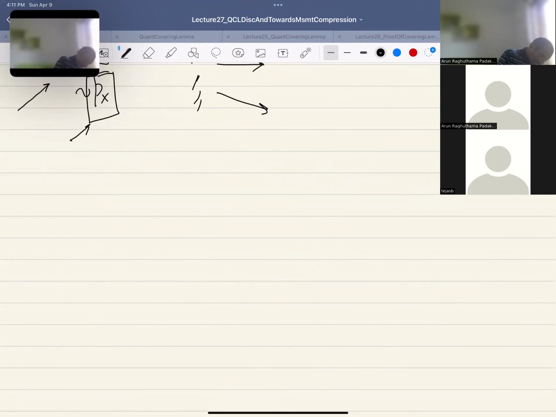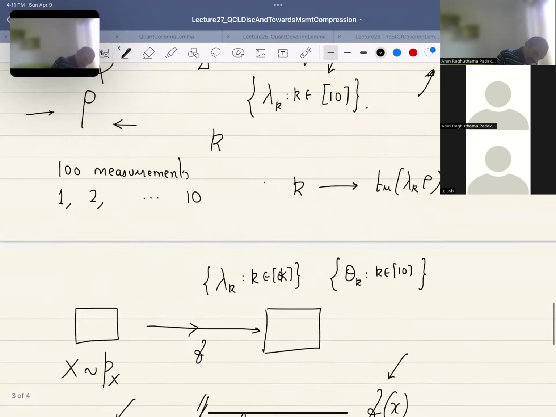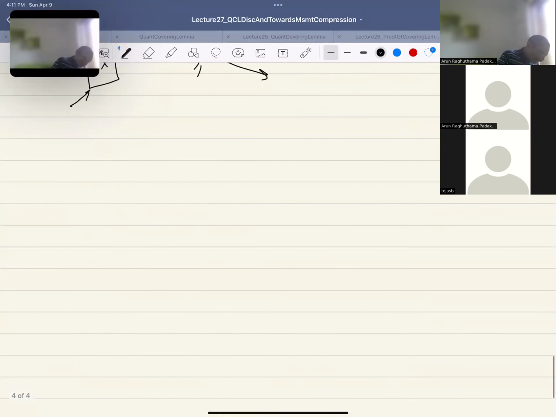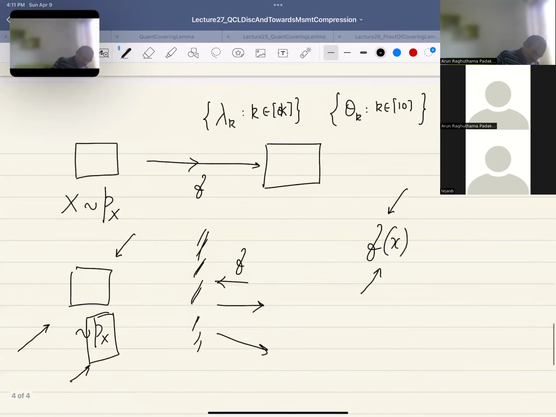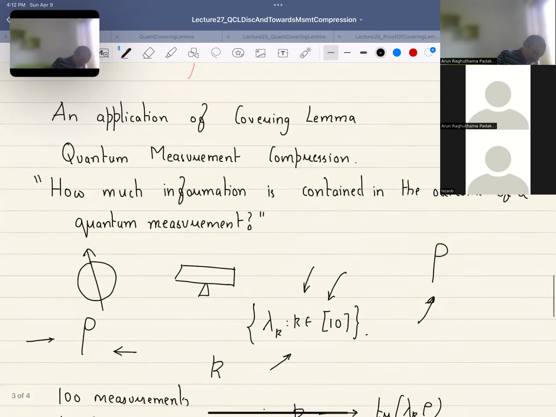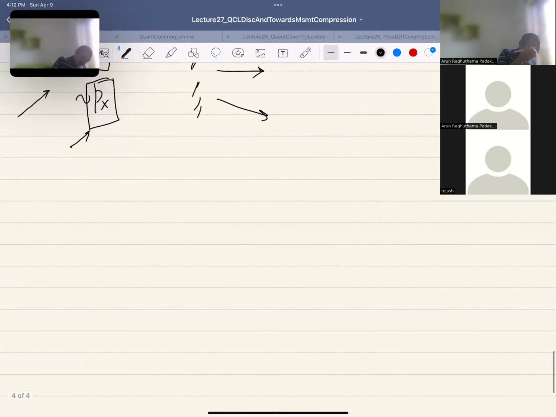Okay, cool. So the outcome of a measurement is really the only window into our quantum state, and the question is, how informative is this outcome? If the information content of the outcome is not good, then essentially the measurement is not of much use. So that's really the question we are trying to ask here: how much information is contained in the outcome of a quantum measurement? This is the question I will ask.